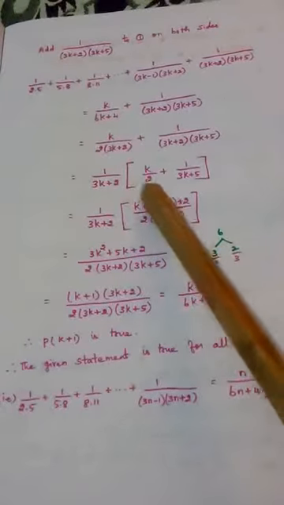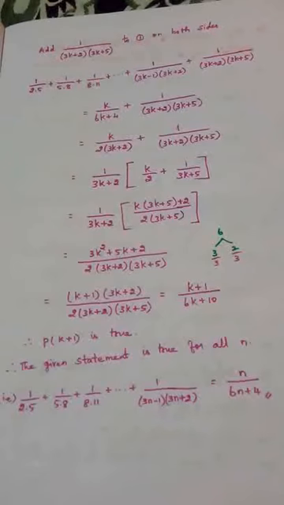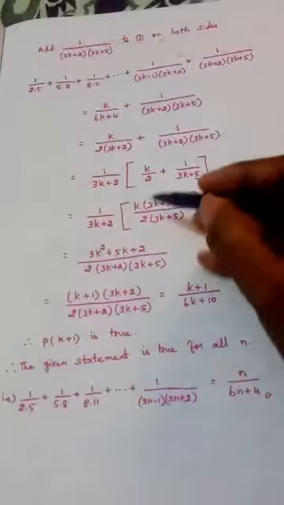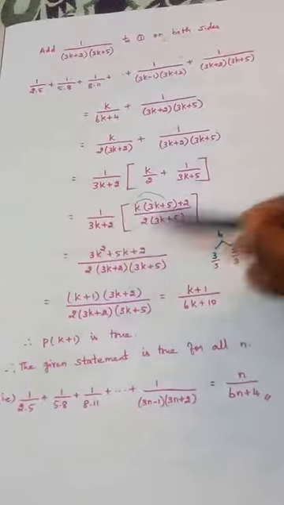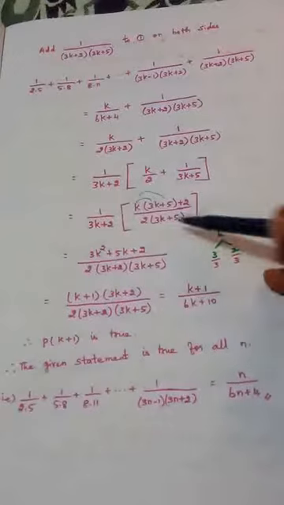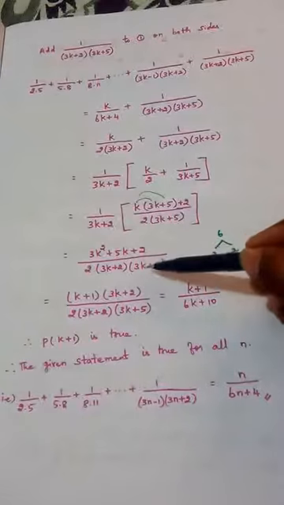So bringing k inside, right? I think you will understand clearly. Bringing k inside the bracket, 3k square plus 5k, 3k square plus 5k plus 2 divided by 2 into 3k plus 2, 3k plus 5.